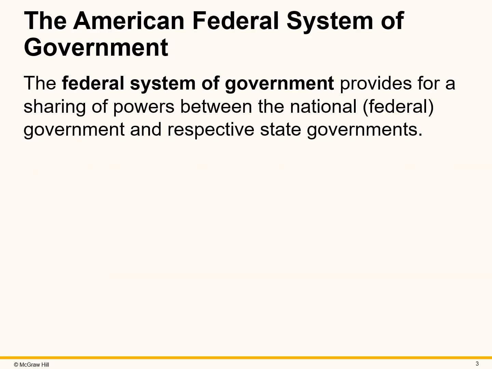So let's begin. The American federal system of government. The federal system is defined as a government that provides for a sharing of power between the national government and the respective state government.